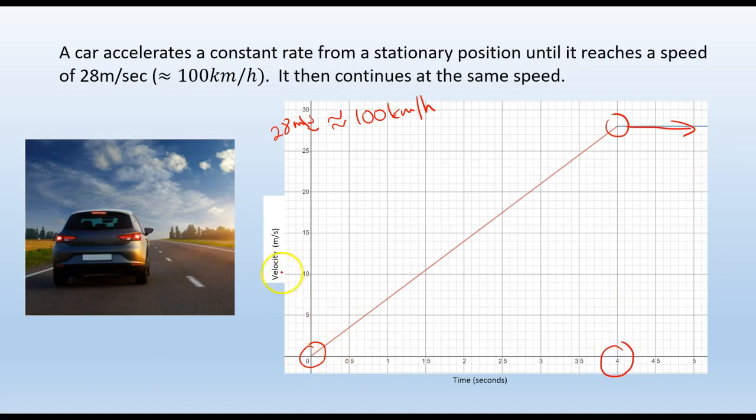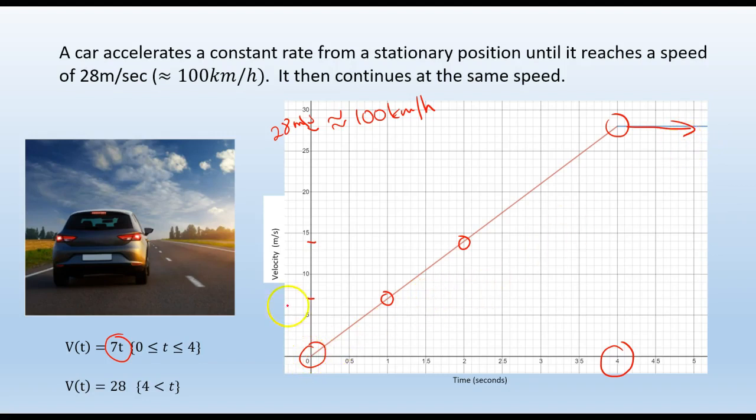So you can see that my change of velocity according to my time is a constant steady rate, and so the rate of change of that is going to be my acceleration. Now I can write a rule for this. My velocity according to time is 7 times the time, because for each second that it's travelled, my velocity has increased by 7 meters per second. That's for the first 4 seconds, and then after that, my velocity is at a constant rate of 28 meters per second.